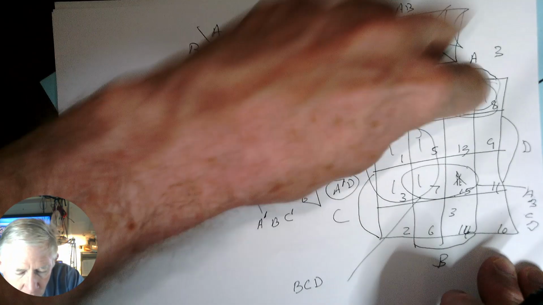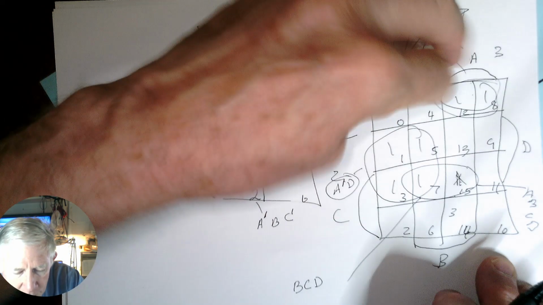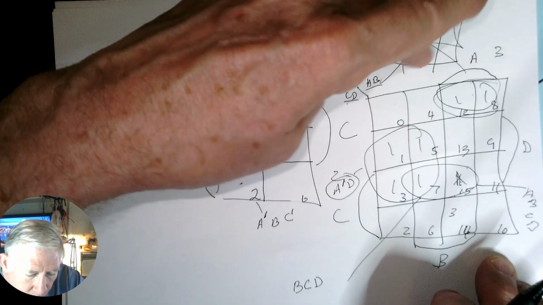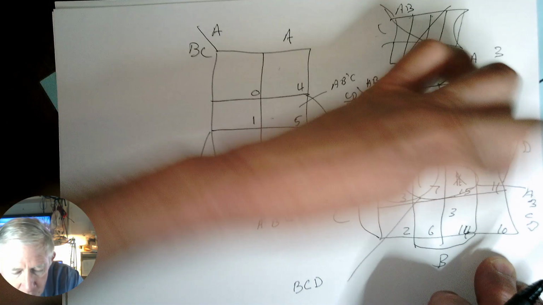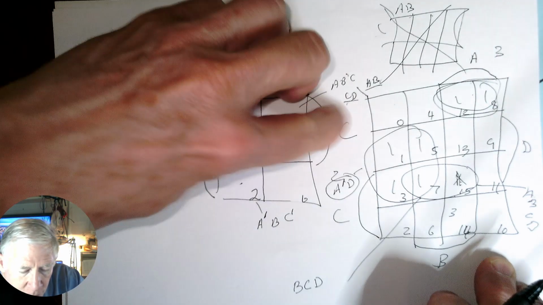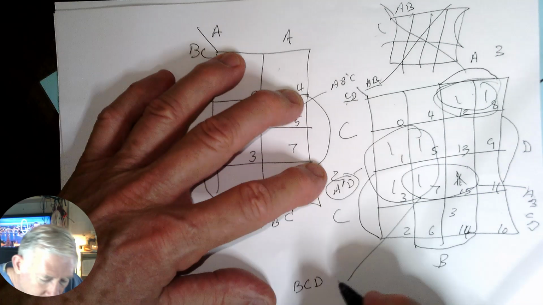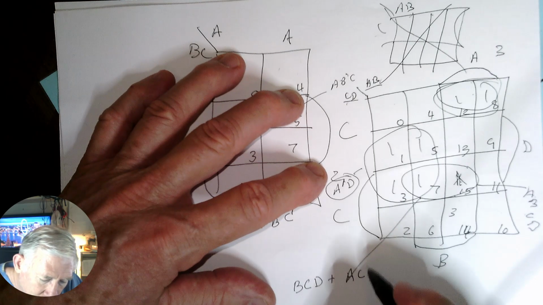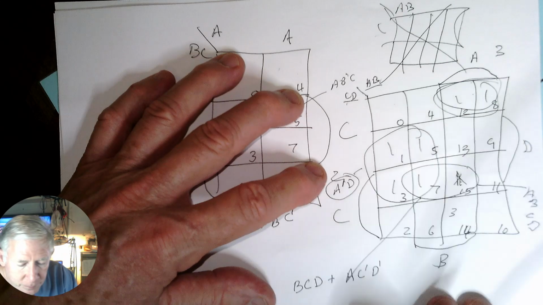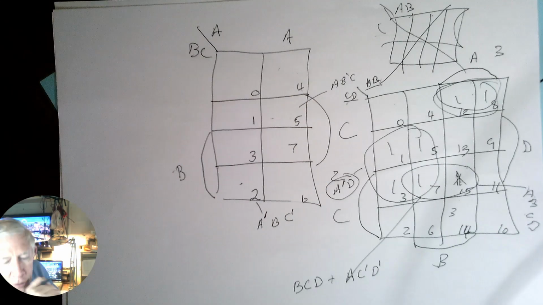And then this group of 2, I know it's going to be A. B is going to be 0 here in this column and 1 in this column, so B is going to drop. And I know C and D are both 0 up here, so that's going to be A, C prime, D prime, and the B's gone. All right? So it's always good to identify which variables are dropping. Once you get rid of them, you see what you've got left, and that defines your min-term.